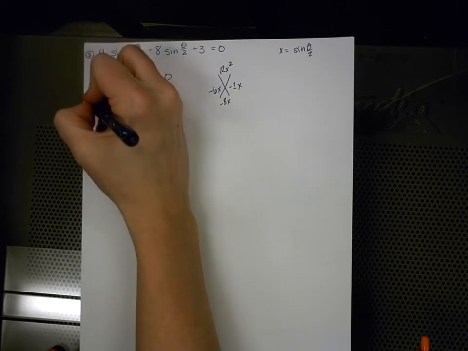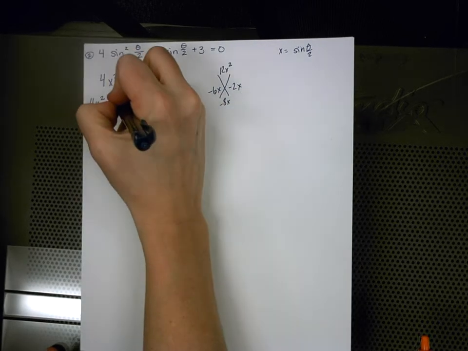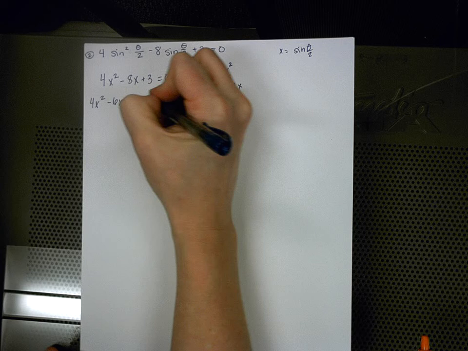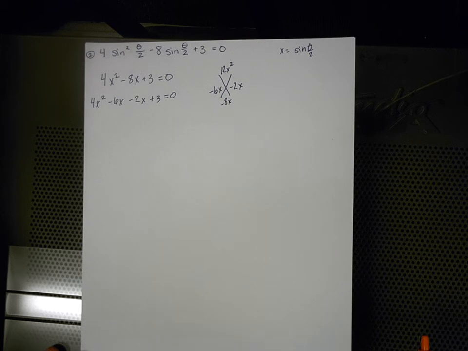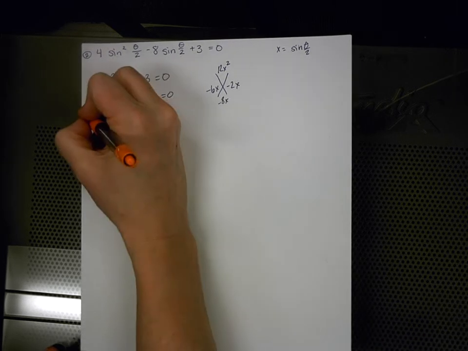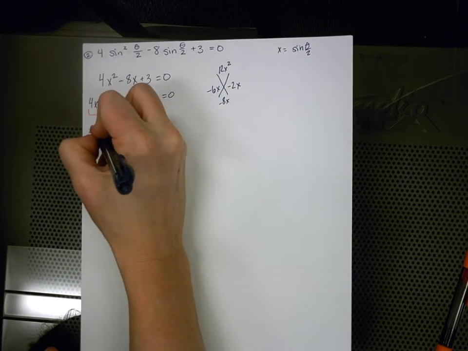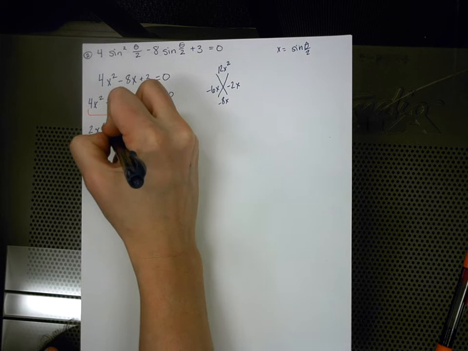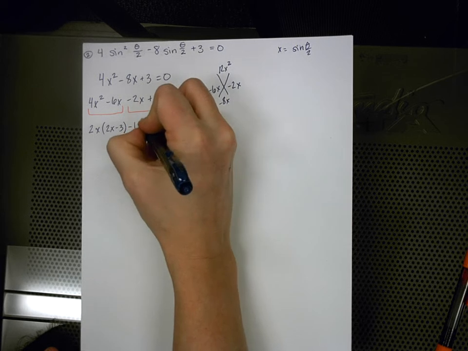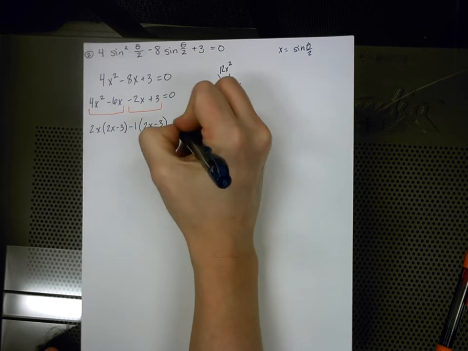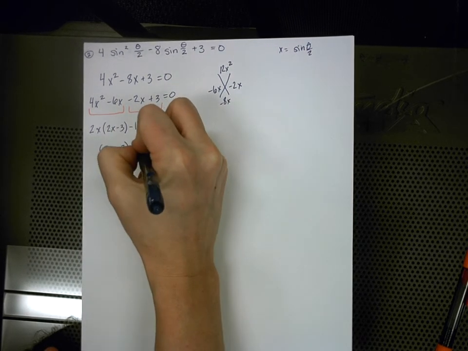So I'm going to do 4x squared, replace that negative 8x with the 2 x terms that I just found, negative 6x and negative 2x, and then factor by grouping. All right. So that gives me 2x times 2x minus 3. My greatest common factor on the right-hand side is -1, which gives me 2x minus 3. And now my greatest common factor is 2x minus 3, so that leaves me with 2x minus 1.